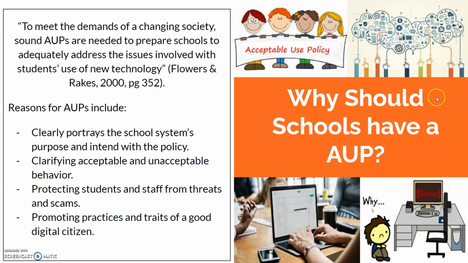But before that, why should schools have an AUP? Why is it such a big deal to have this policy? To meet the demands of a changing society, sound AUPs are needed to prepare schools to adequately address the issues involved with students' use of new technology. In other words, as our society changes and we become more and more reliant on technology, there is a need to not only know how to properly use technology, but what are the proper criteria for using it in general. And we need to make sure that our schools are well aware of it.